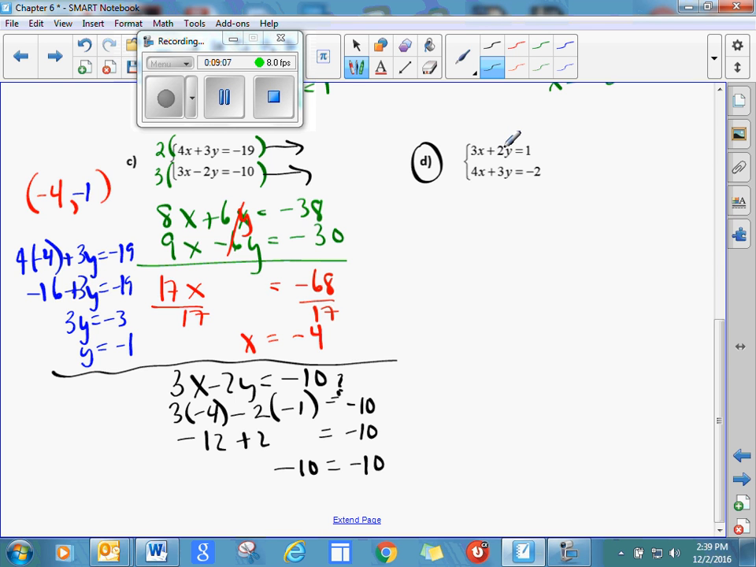One thing I will tell you is that since all of these coefficients are positive, one of your equations is going to have to be multiplied by a negative factor and one by a positive factor. So see what you can do with that one, and we'll come back and talk about it in class.